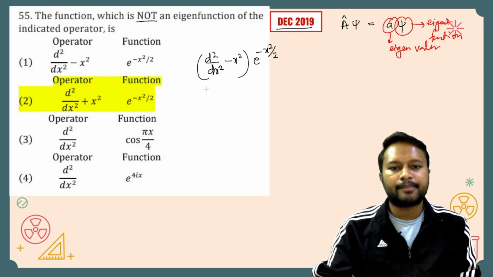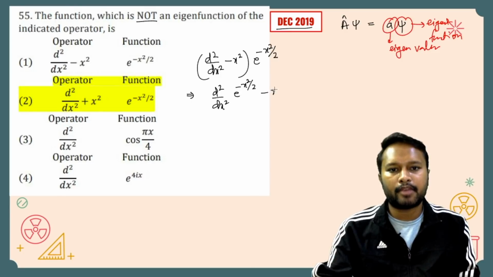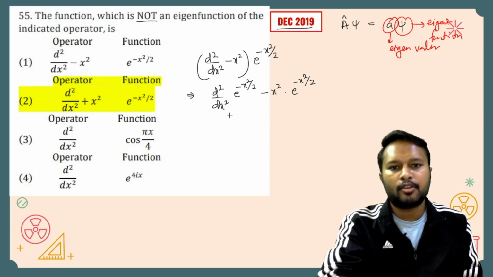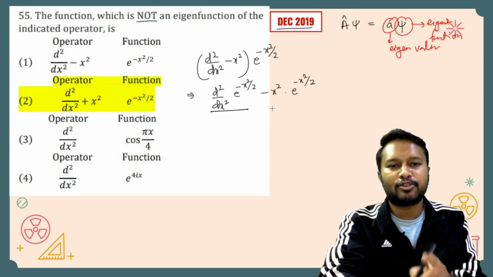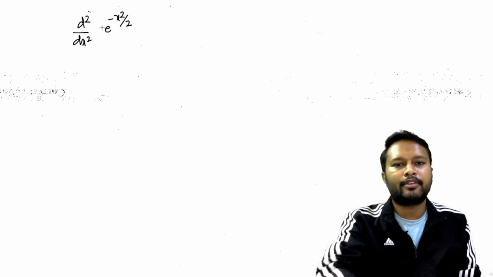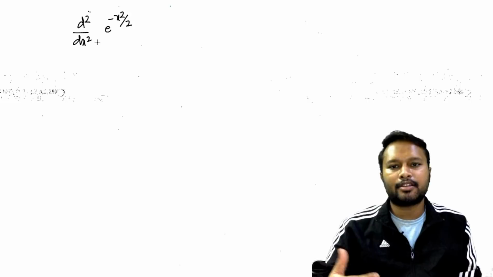If I operate it, what I'm going to get is d²/dx² of e to the power minus x²/2, and minus x² times e to the power minus x²/2. To solve this particular part, I would like to use another slide and I'll show you how this will be done. So we are just going to solve this part.